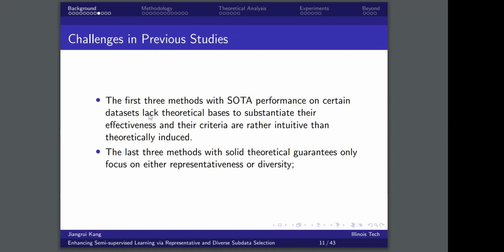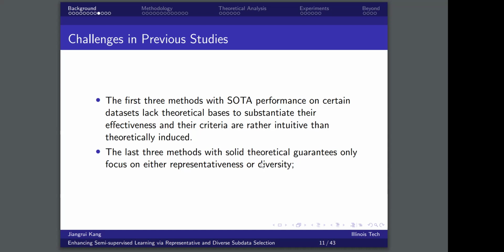Methods with SOTA performance on certain datasets lack a theoretical basis to substantiate their effectiveness, and their criteria are rather intuitive than theoretically induced. So it means that it performs well, but it lacks theoretical basis. So we don't know if it works well on other datasets that are not regularly used. And the last three methods with solid theoretical guarantees only focus on either representativeness or diversity. So they can't take care of both representativeness and diversity.